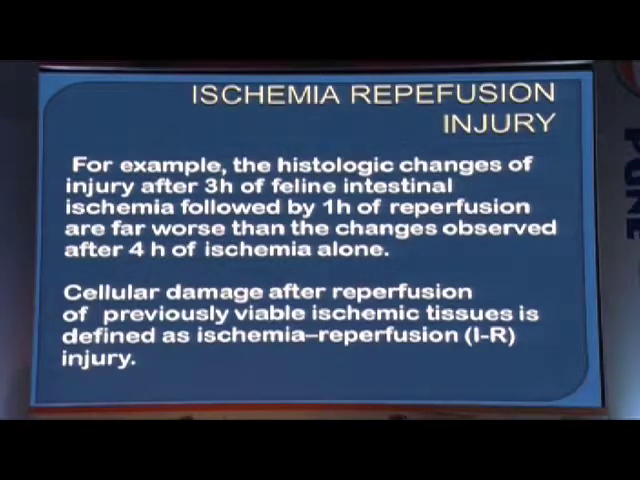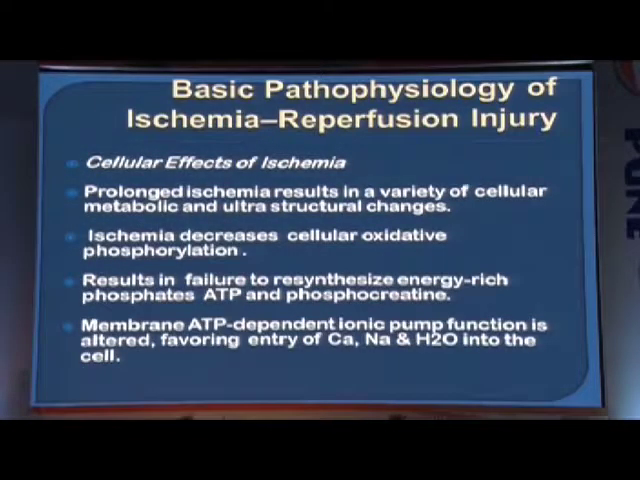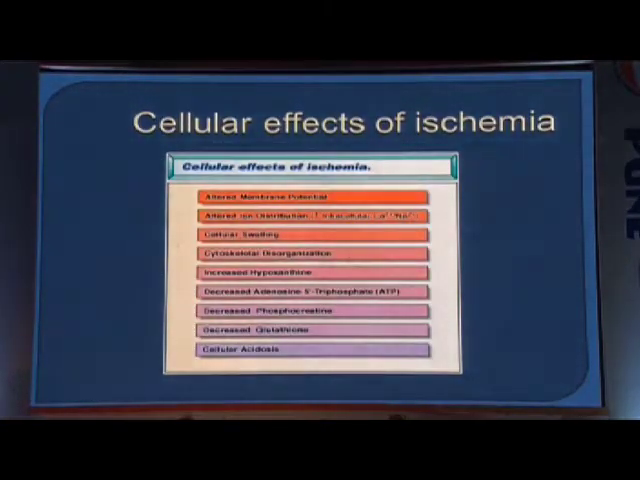So what is the definition of reperfusion injury? Cellular damage after reperfusion of previously viable ischemic tissues is defined as ischemia-reperfusion injury. So coming to the cellular aspects of ischemia, what happens during reperfusion and ischemia? You get an altered membrane potential, altered ion distribution, that is increased intracellular calcium and sodium, cellular swelling, cytoskeletal disorganization, increased hypoxanthine. These are all the things that can occur during ischemia and reperfusion.